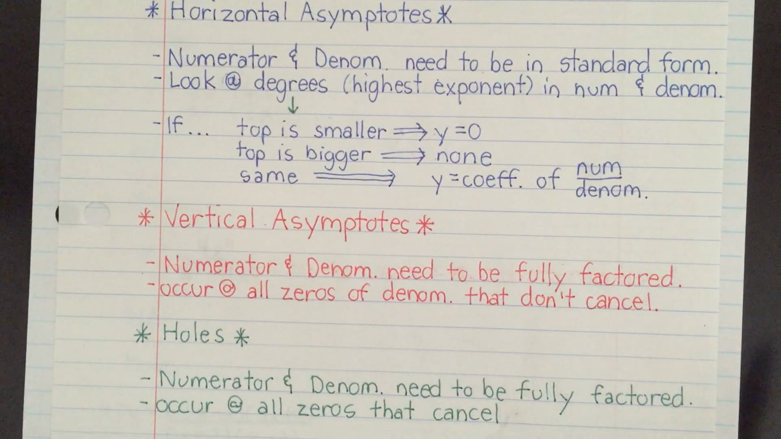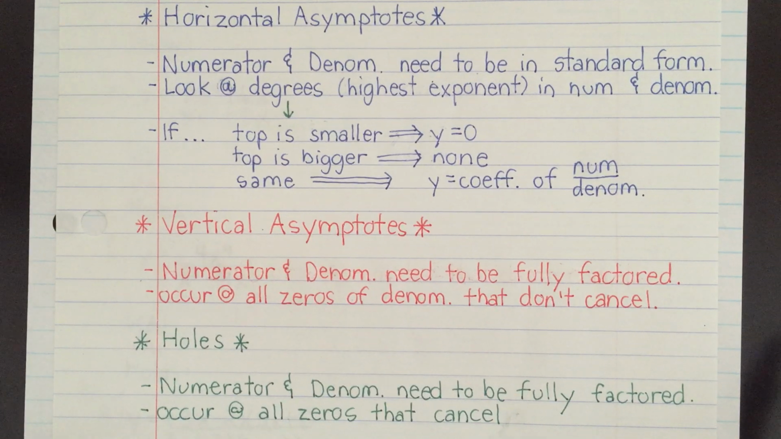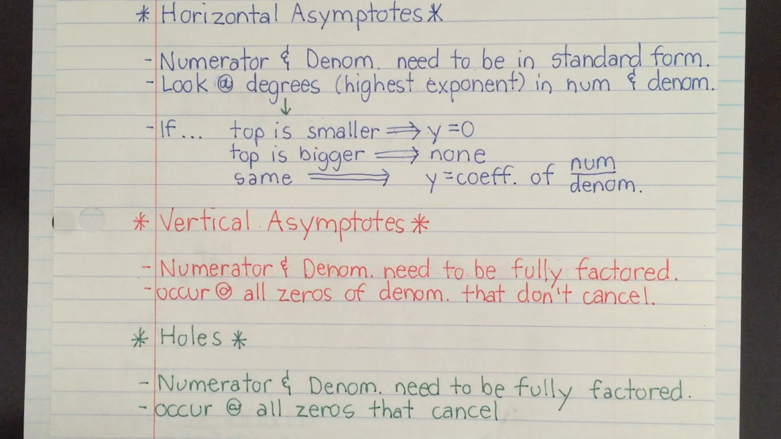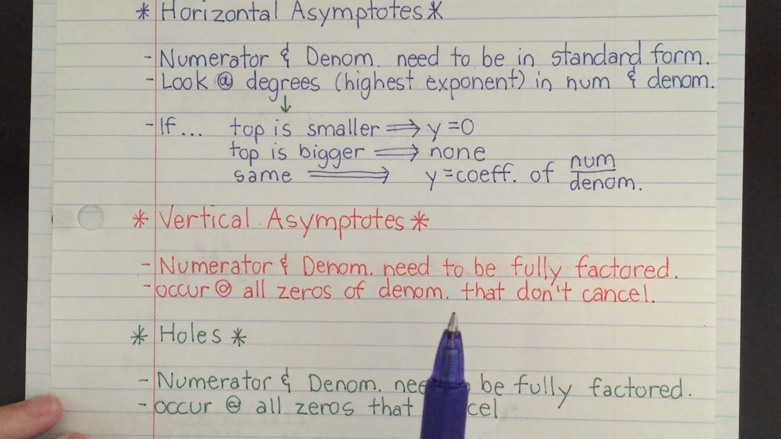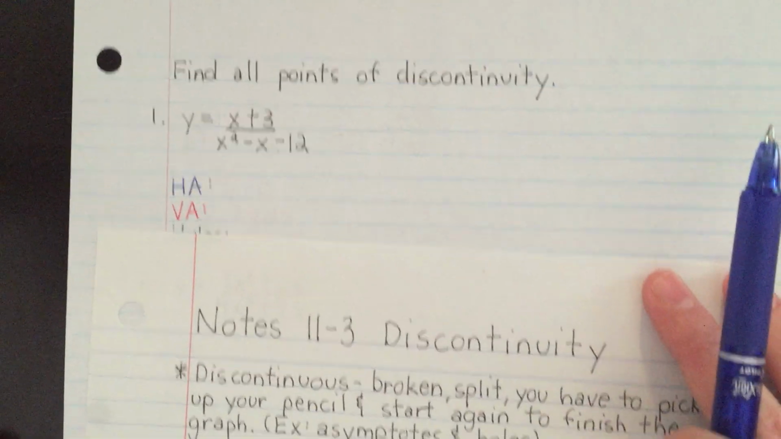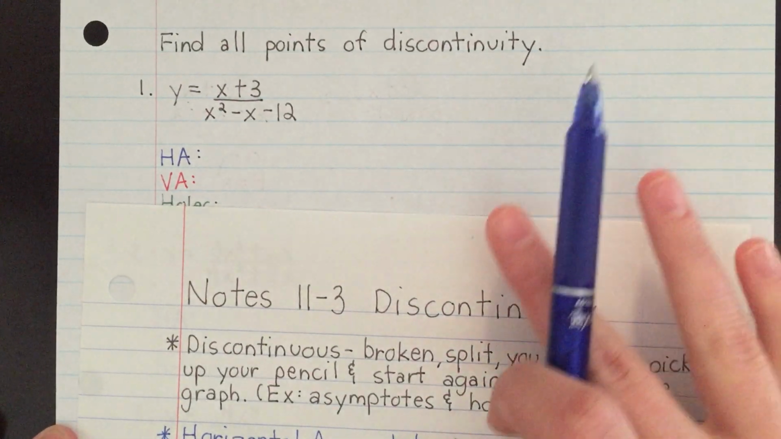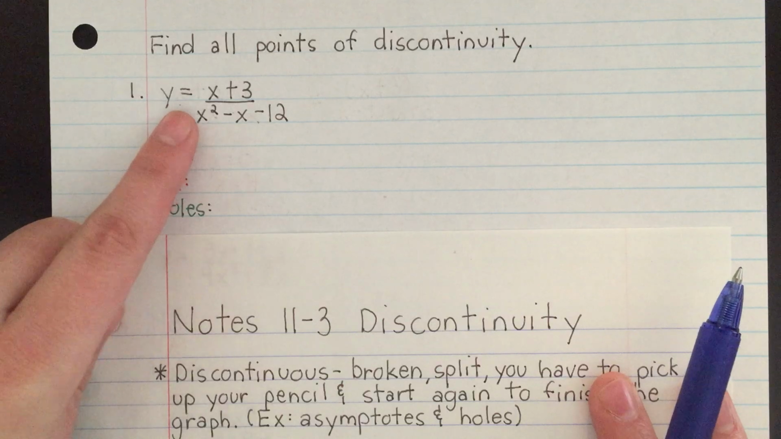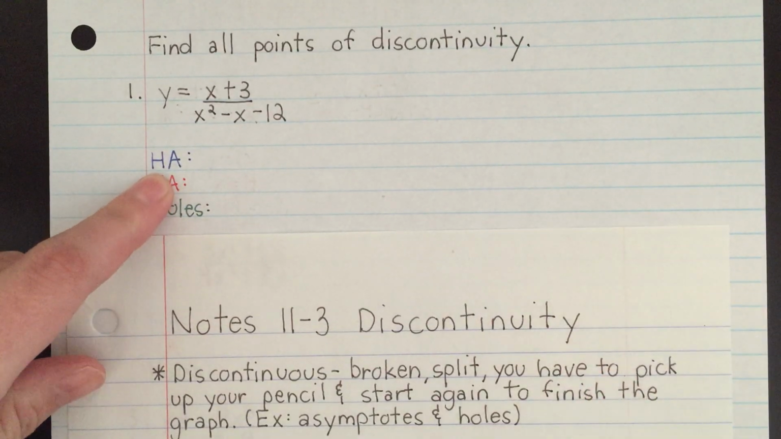These right here are the ways that you find horizontal and vertical asymptotes and holes in a rational or reciprocal equation. So go ahead and pause the video and write these down. Okay, so using what you just wrote down, we are going to find all the points of discontinuity for each of these examples. Looking at example number 1, first we're going to find the horizontal asymptotes.